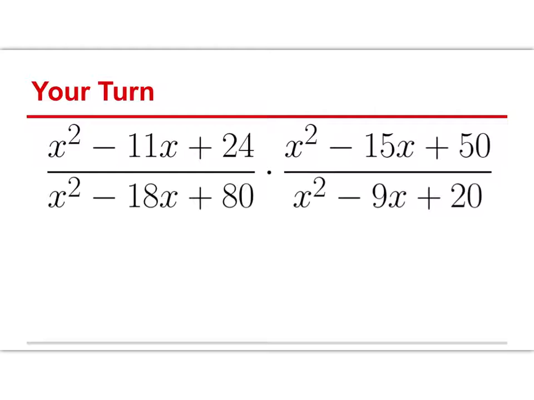Okay, this one's your turn. We have x squared minus 11x plus 24 over x squared minus 18x plus 80, and we're multiplying that by x squared minus 15x plus 50 over x squared minus 9x plus 20. Remember, factor both numerators, factor both denominators, cancel what you can, and also remember at the end of the problem, address the values of x that we can't have, what the domain restrictions are.